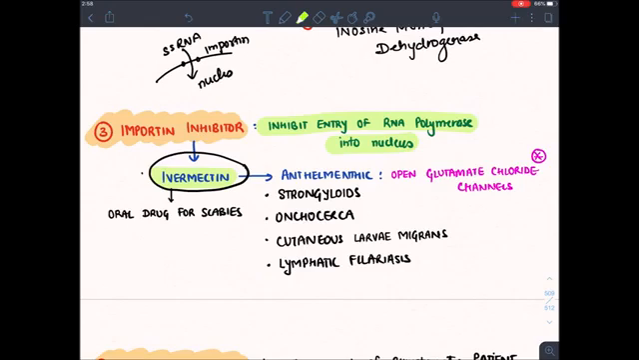Now this ivermectin is also a very famous anti-helminthic drug for worm infestation. As an anti-helminthic drug, it has a different mechanism of action. It opens glutamate-gated chloride channels, which leads to flaccid paralysis of helminths, and they die. It's a drug of choice for strongyloides and onchocerca. Onchocerca causes river blindness. It is also used for cutaneous larva migrans and lymphatic filariasis, and it is the only oral drug we have for scabies infection as well. So it has multiple uses.